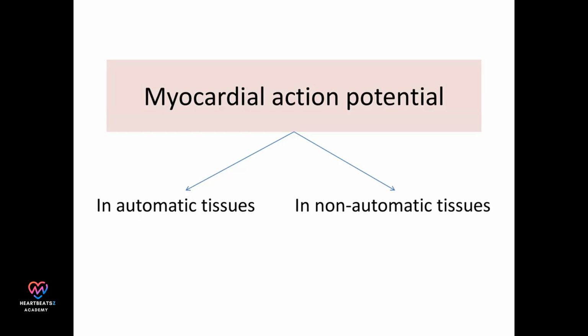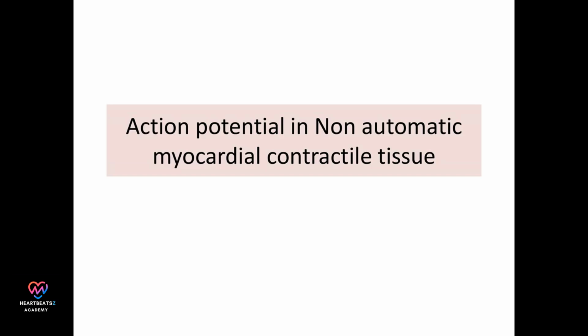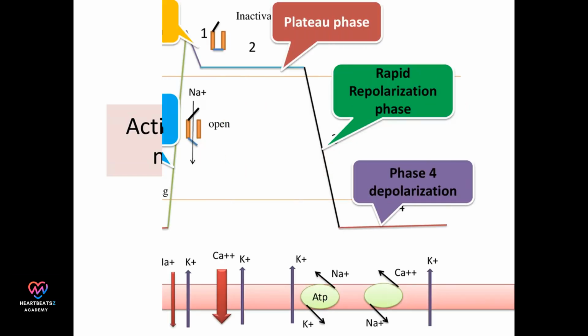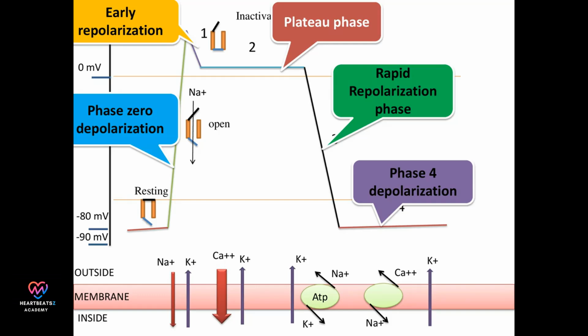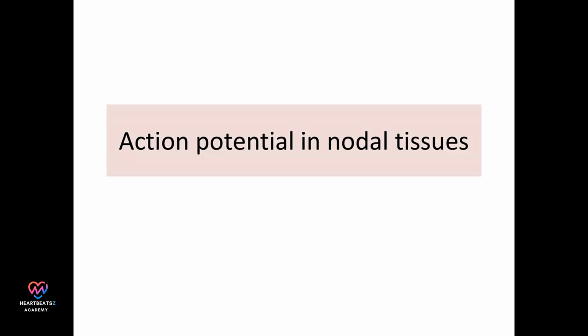the sinus node and AV node. This slide discusses the myocardial action potential in both automatic and non-automatic tissues, crucial for understanding cardiac function. The graph here explains the phases of myocardial action potential, detailing the ion movements during each phase.